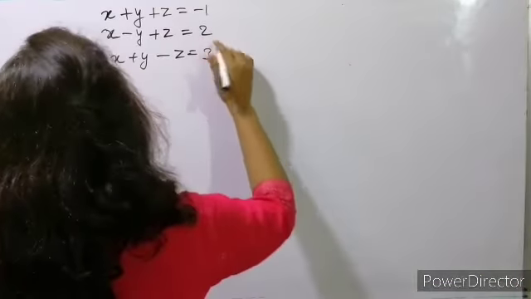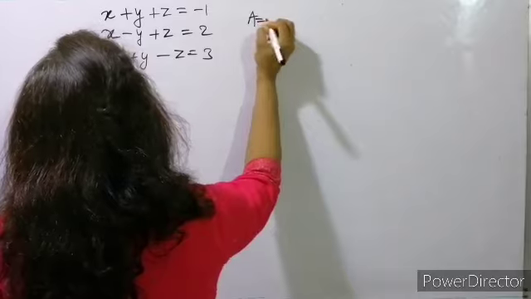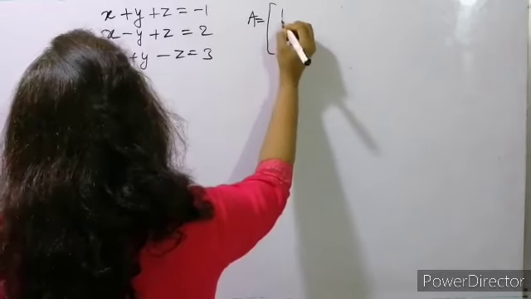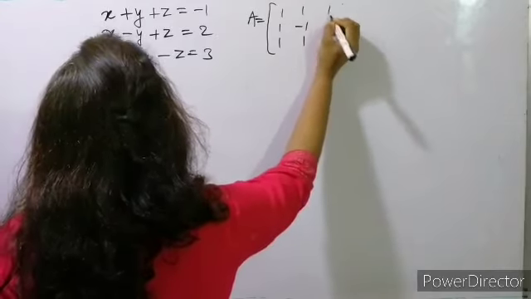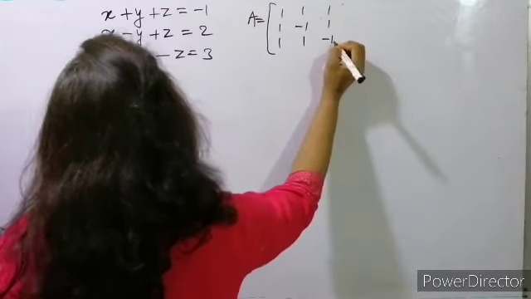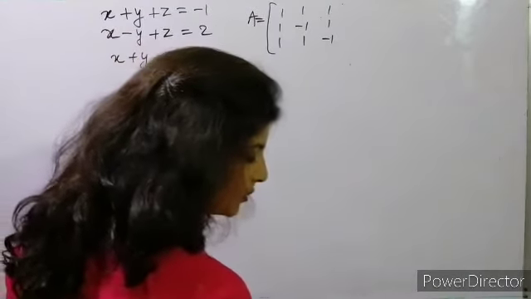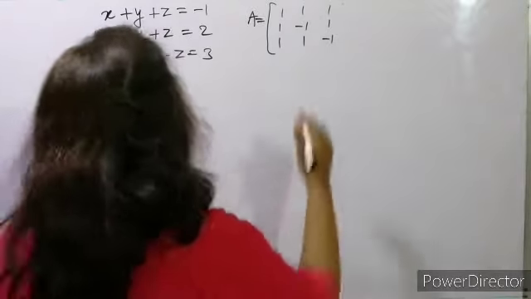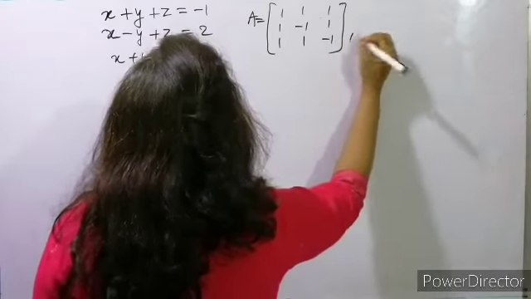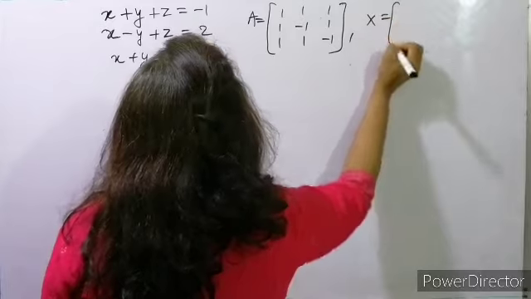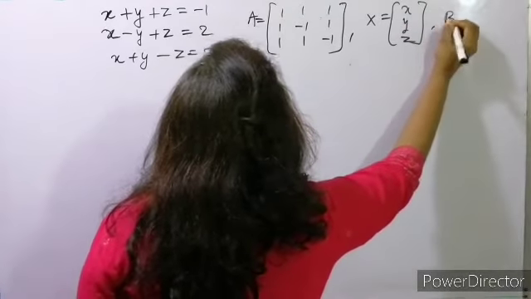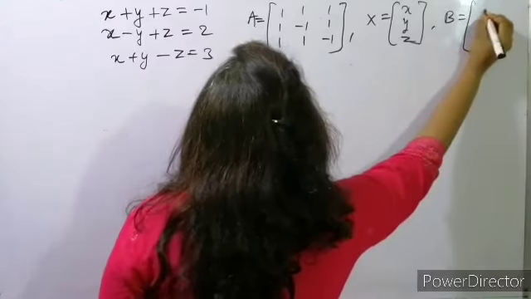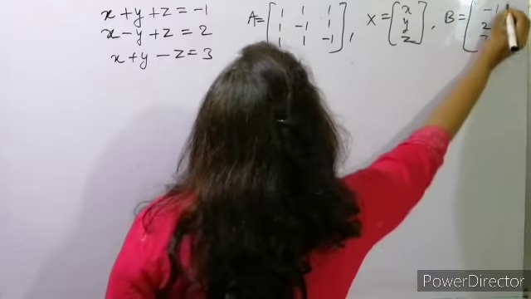Okay. So 3 equations are there. So A will be equal to [[1, 1, 1], [1, 1, -1], [1, 1, -1]]. Oh, this should be minus now. All are plus. Okay. Now x is equal to [x, y, z], and b is equal to [-1, 2, 3].